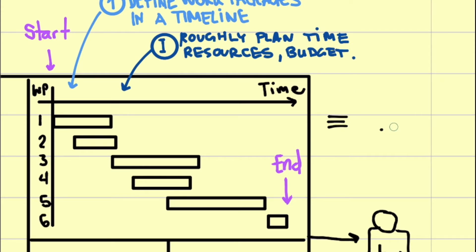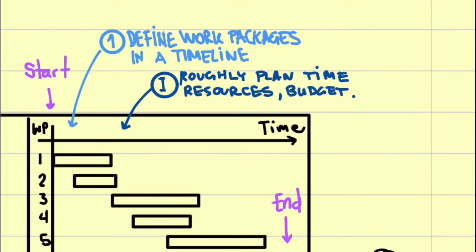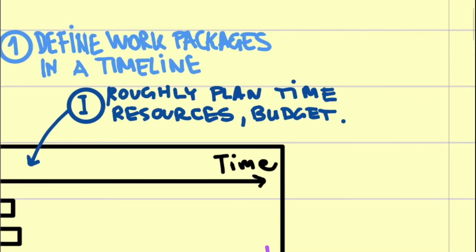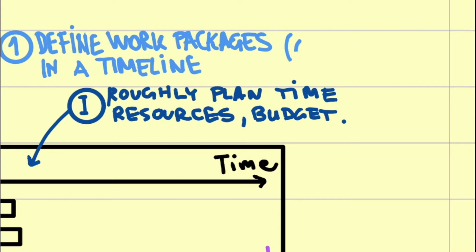So, you can do this, this is called a Gantt diagram, okay? Have you heard about this before? Gantt diagram? No? Okay. Then we write it. It's called here Gantt diagram.